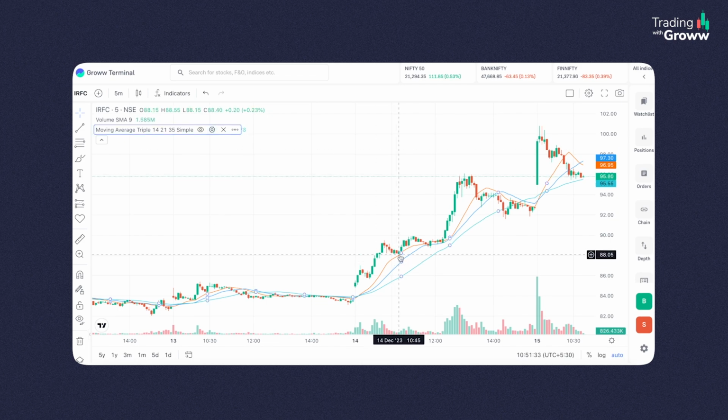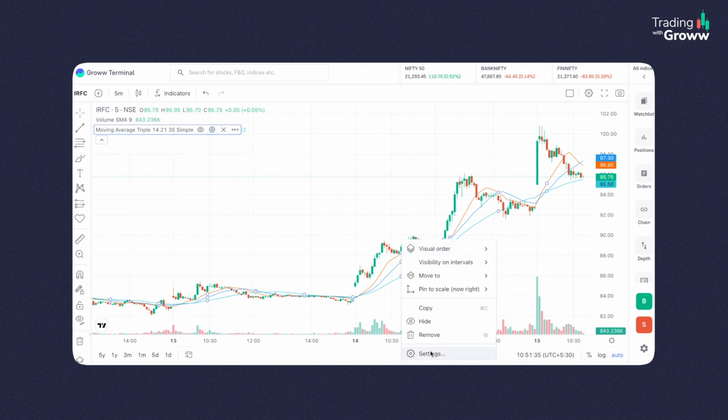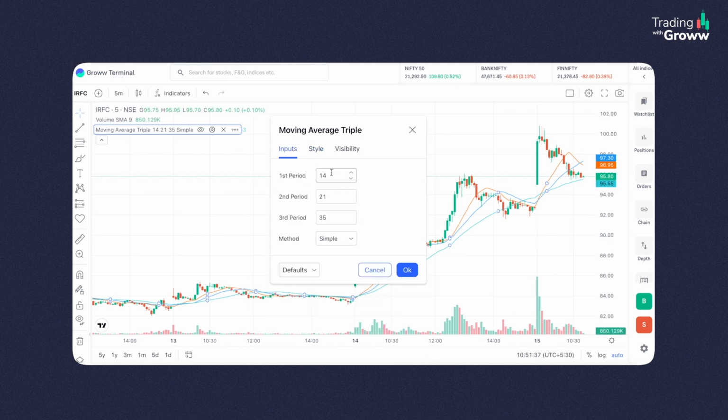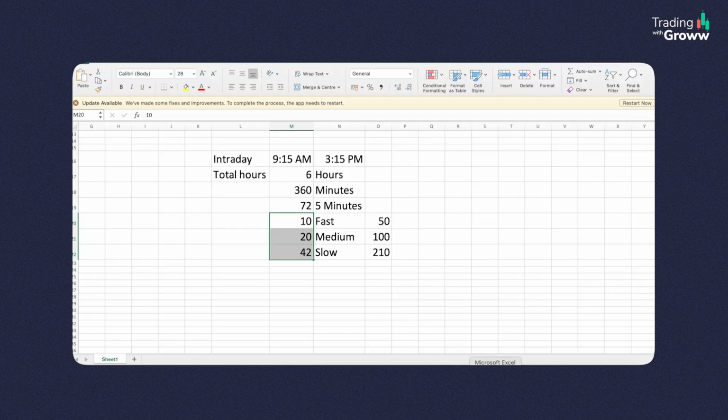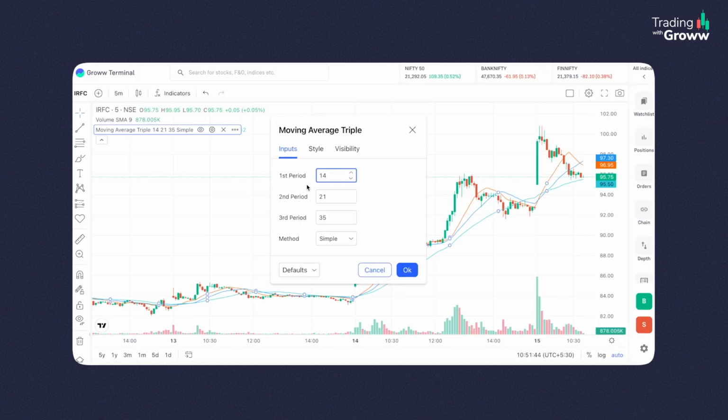You just click on the settings, or you can right click and click on settings here, and in the inputs you change it as per what we have created, which is 10, 20 and 42. So 10 is the first period, 20 is the second period, and the third one is 42. This way we are focusing on fast, slow and medium, all three. You can apply either exponential moving average or simple moving average. So you can go for exponential moving average and click on OK.